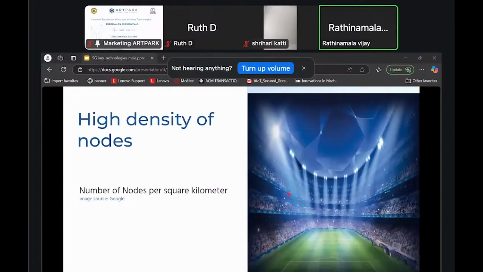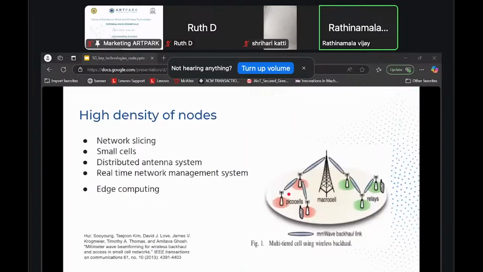So next we can move on to the high density of nodes requirement. In this case, a large number of nodes have to be connected to the 5G network within a small area such as a square kilometer, which is very common in large gatherings in a stadium. So what are the technologies that can support it?